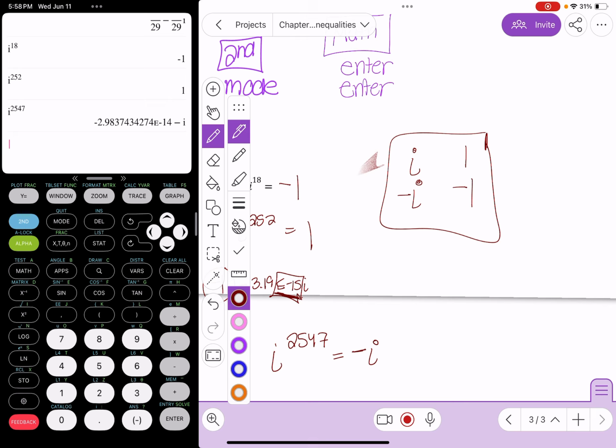So that is what you need to know about 2-4 with your complex numbers. Let me know if you have any questions.